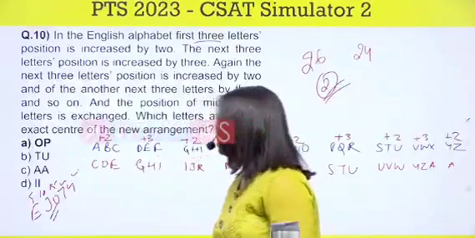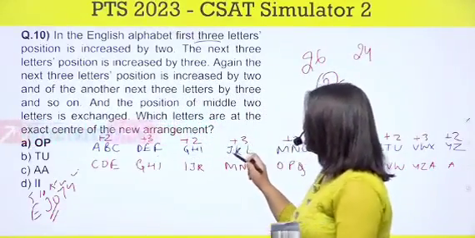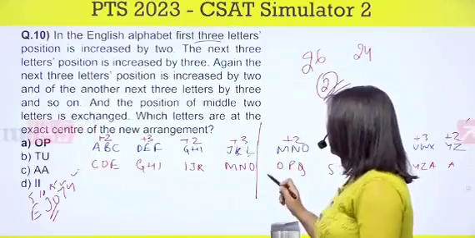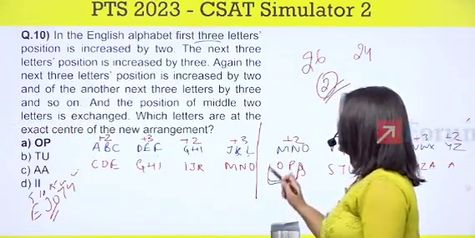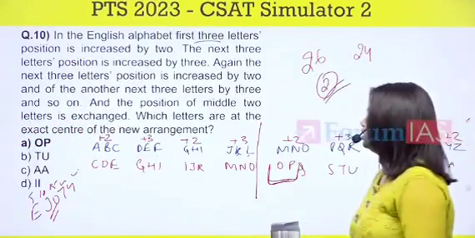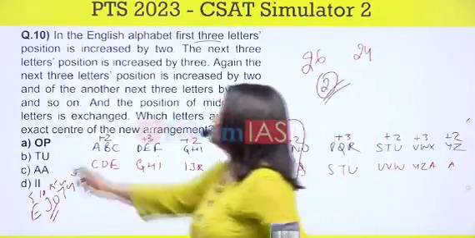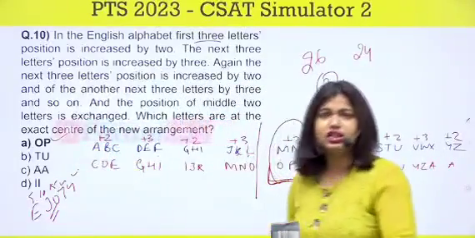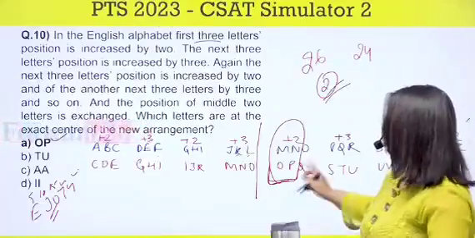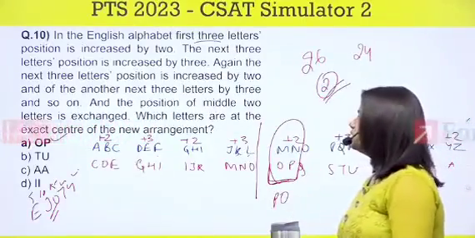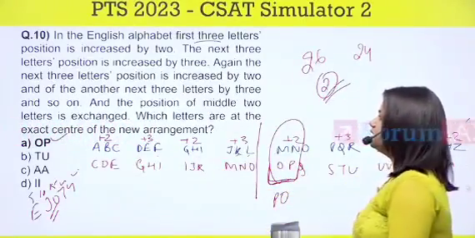That means J plus 2. A, B, C, D, F, G, H, I, J, K, L. Plus 2, 12 will be here. These are my letters, 13 and 14. I have to exchange these, and they're saying which are at the exact center of the new arrangement. That will be O and P. They're not saying in that order. I have to exchange and make it PO. But these are the 2 letters that are there in the exact center.